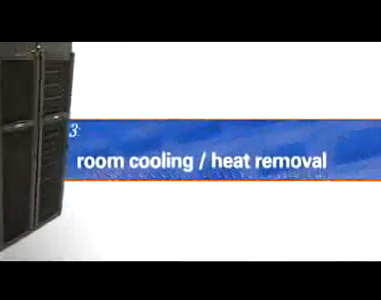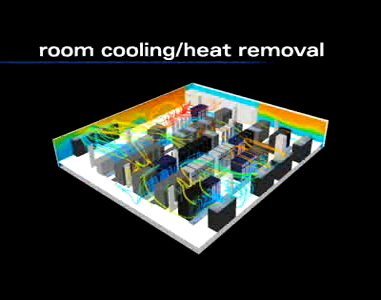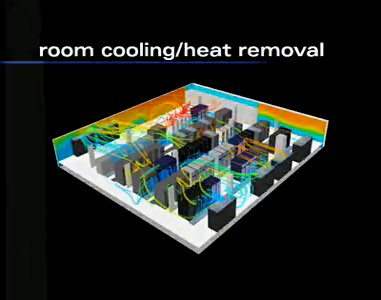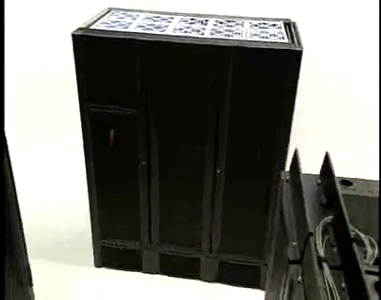Challenge number 3. Room cooling and heat removal. Ensuring proper heat removal and humidity control for the room is essential to the overall data center environment. The room-level airflow dynamic is complex and demands a precision cooling system specifically designed to maintain optimal room-level conditions. The solution? The APC Network Air FM. The APC Network Air FM precision cooling system combines a high reliability design with best-of-breed components for maximum availability and performance.